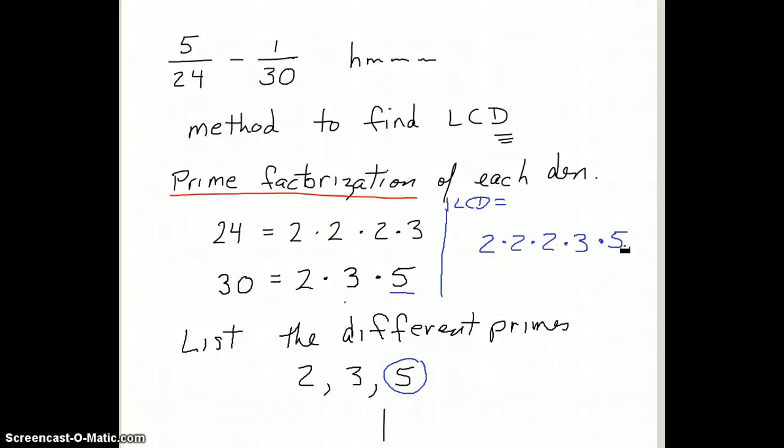This is the least common denominator. If I multiply all this together, I get 8. 2 times 2 times 2 is 8. 2 times 2 is 4, times 2 is 8, times 3 times 5. 8 times 3 is 24. And 24 times 5 is equal to 120. That is my least common denominator. We might as well solve this problem.